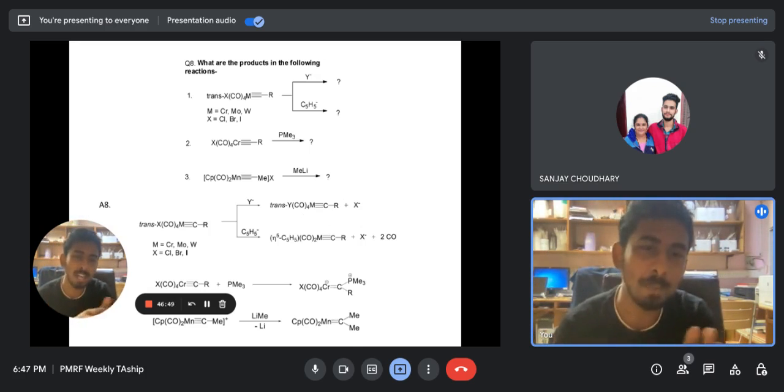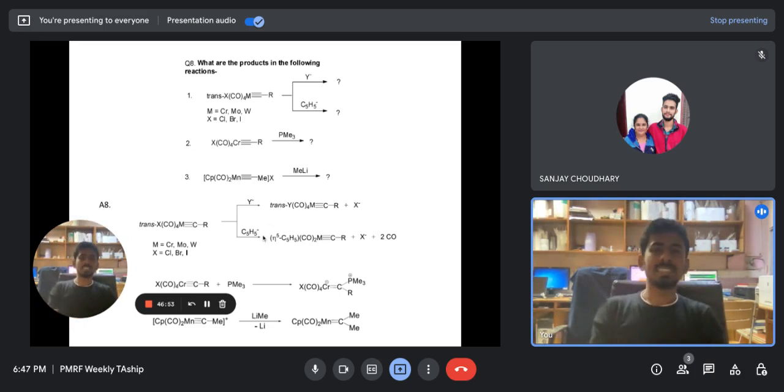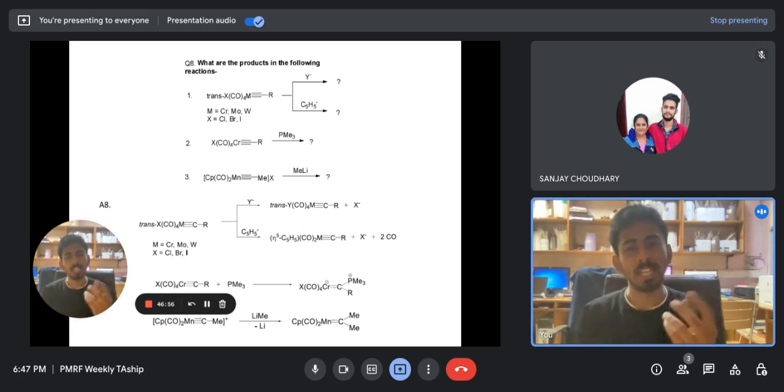And in the second option, what happens in this case is a C5H5 minus. The C5H5 minus is actually a Cp minus.